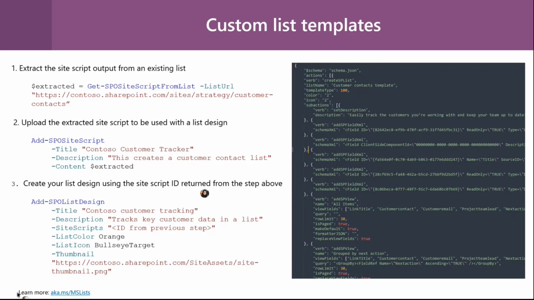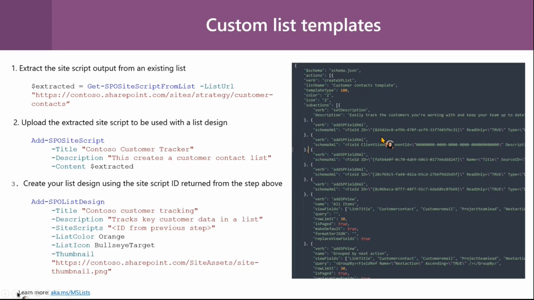The next slide, I have a very quick update on how these custom list templates are created. Of course, they can be as complicated as you want it to be, but just a quick 3-step process, very similar to how you would do site script, site templates as well. So the first step would be any list that you have, you can extract the site script output from it by using Get-SPOSiteScriptFromList. On the right-hand side here, you see what that output is going to look like.